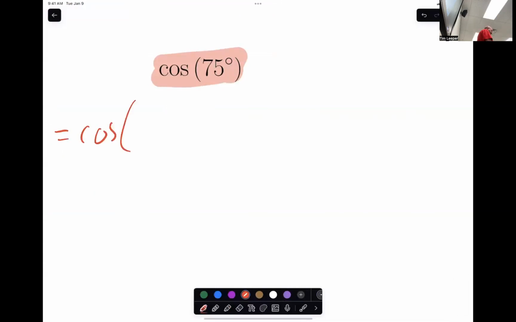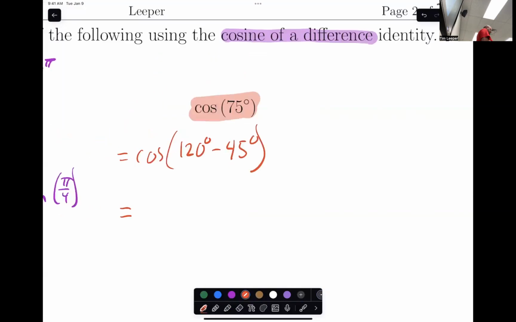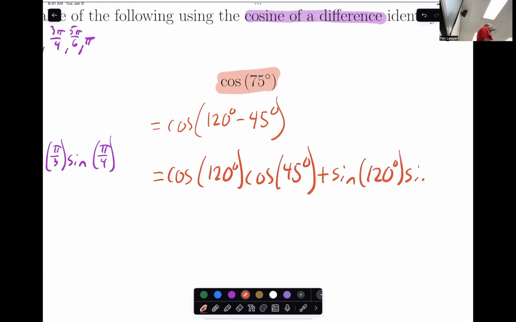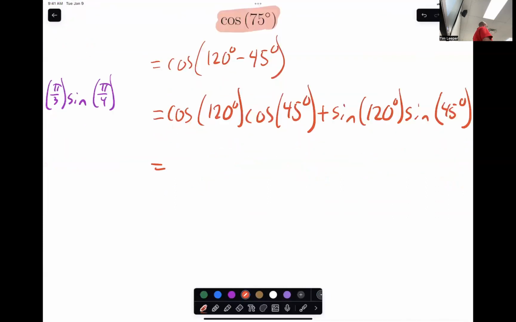We have the cosine of 120 degrees minus 45 degrees. So using the cosine of a difference formula, this is the cosine of 120 degrees, the first one, times cosine of the second one, which is 45 degrees, and then plus the sine of the first one, 120 degrees, times the sine of the second one, 45 degrees. And then simplify. What is the cosine of 120 degrees? Negative 1/2. Times the cosine of 45 degrees, square root of 2 over 2.